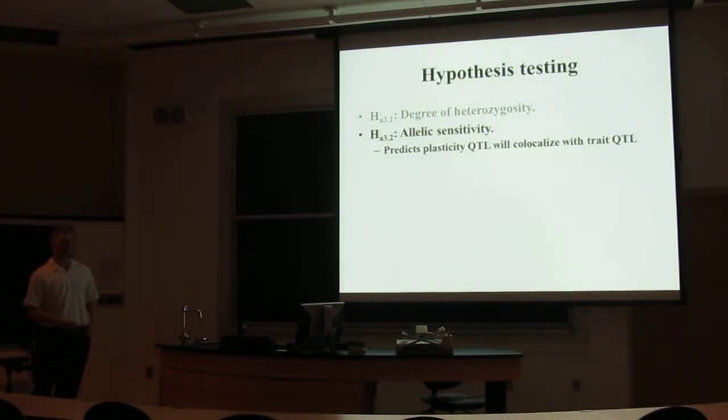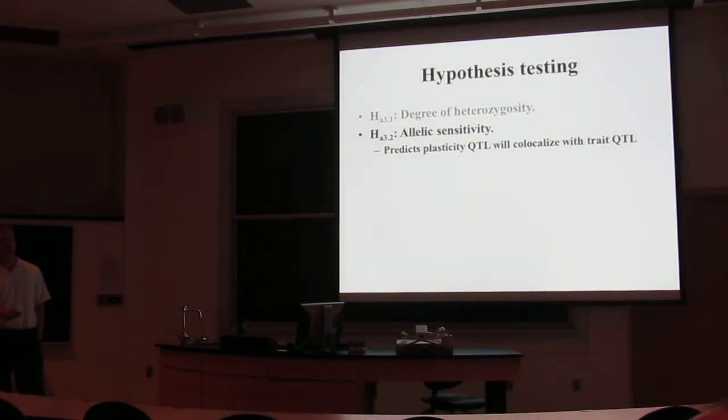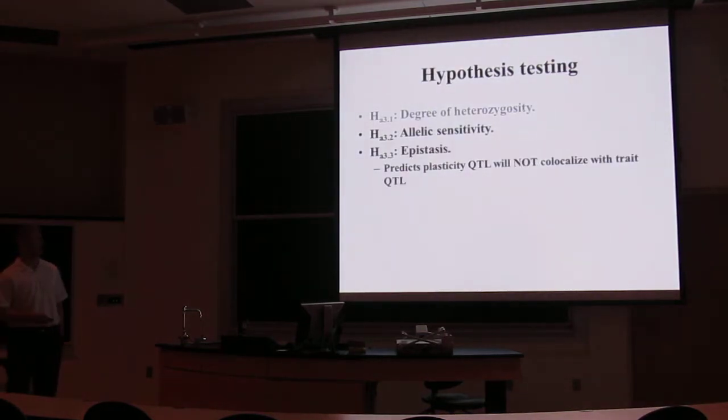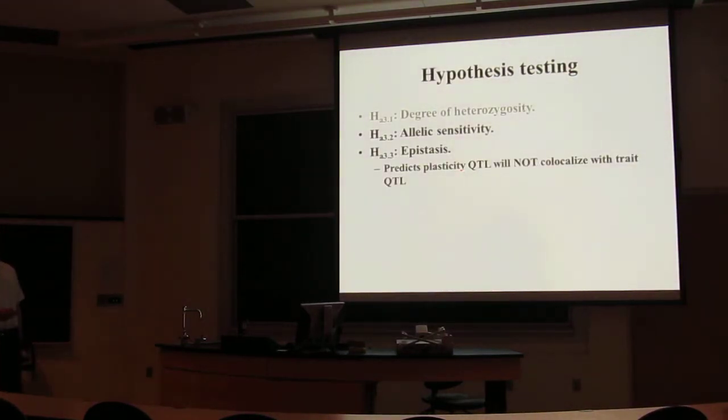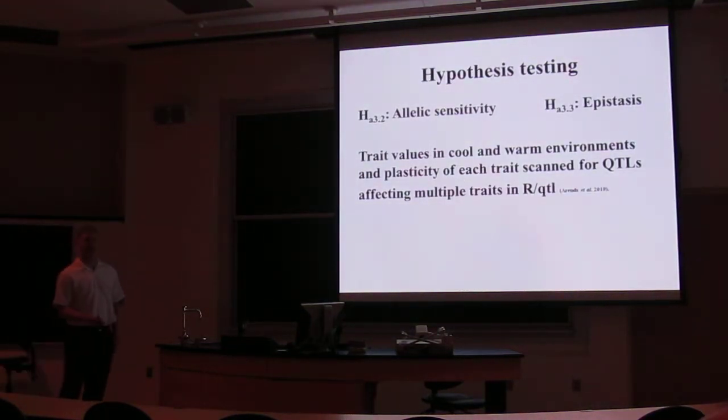The allelic sensitivity model predicts that plasticity QTL will co-localize with trait QTL. And the epistasis model predicts that plasticity QTL will not co-localize with trait QTL. So to differentiate between these 2 hypotheses, I will use the trait values in cool and warm environments, as well as the plasticity value, and scan those for QTLs that influence multiple traits.